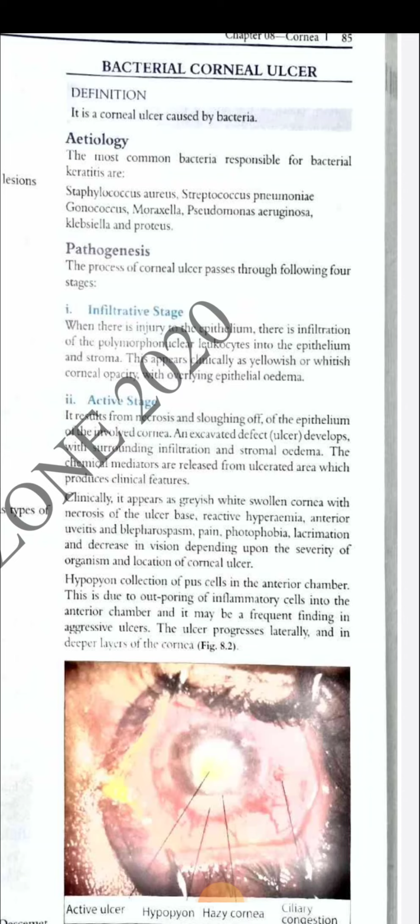Then we will talk about the pathogenesis. The first stage in pathogenesis is the infiltrative stage. You must know that whenever there is any injury in our body, an inflammatory process starts. There is recruitment of leukocytes, monocytes, and neutrophils at the injured site, and they will try to cover up that particular defect or injured area.